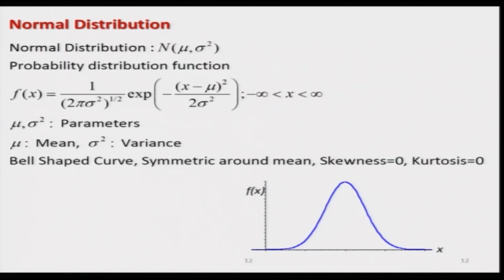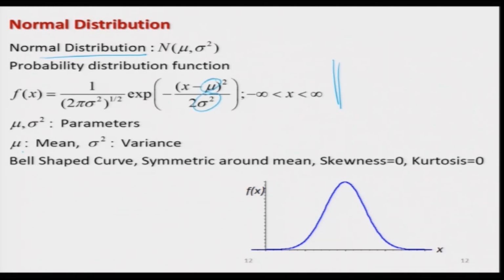Right. And now I am just trying to give you an idea that we have a probability density function which is the normal distribution, whose probability density function is given like this, whose parameters are mu and sigma square.